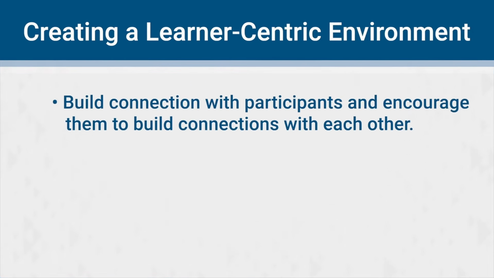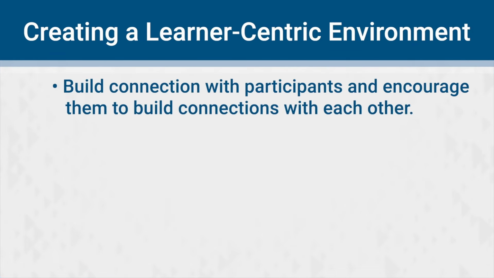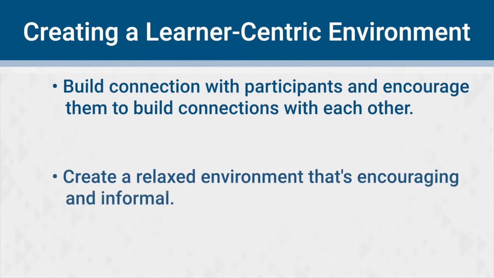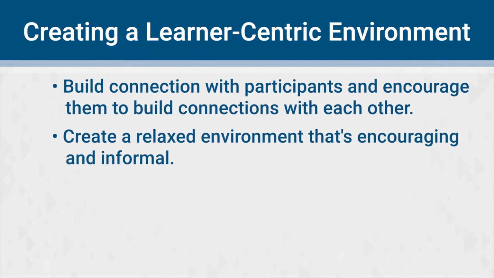Well, first, build connection. A lot of folks think connection is about rapport between the trainer and participants, and that's important. But even more important is facilitating connections between participants. This allows them to trust each other and learn from each other. Second, create a relaxed environment. Adult learning theory tells us people learn best in informal settings, so laugh, tell appropriate jokes.